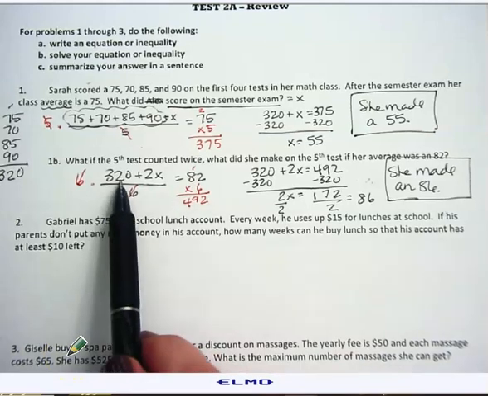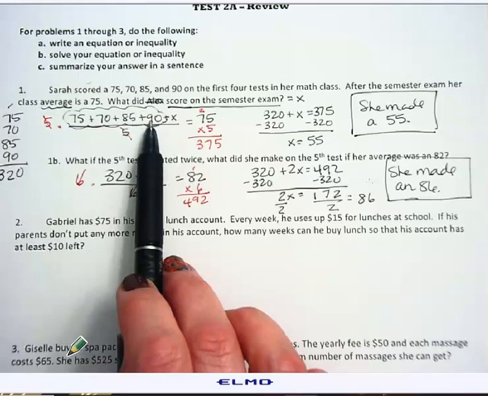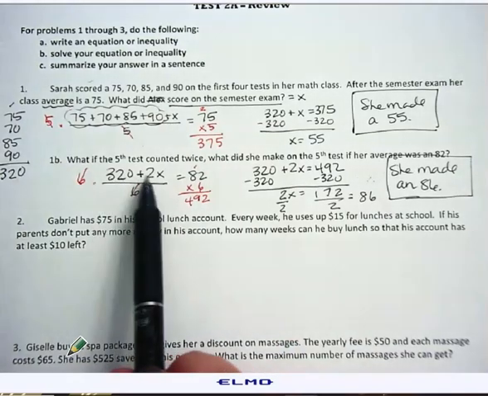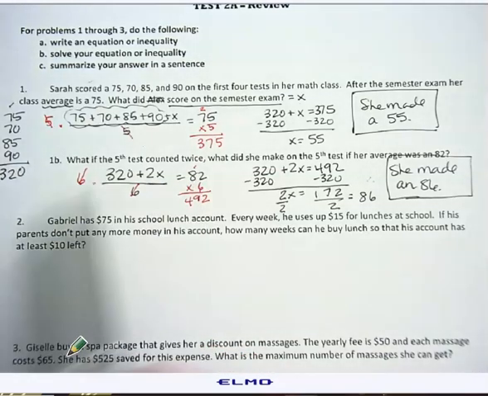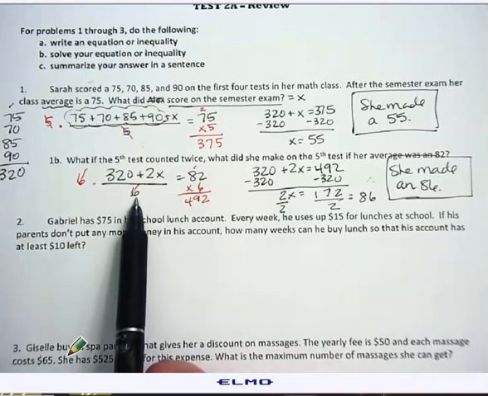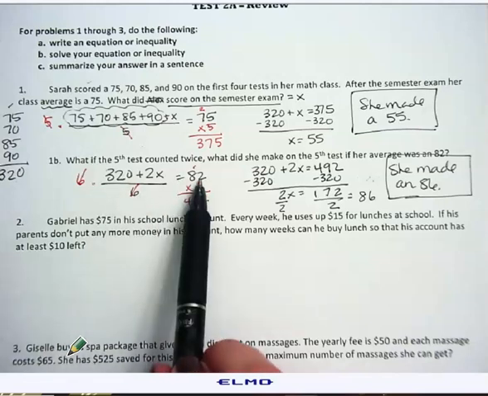Okay, here's my work. 320 is what we already knew that the other 4 tests were going to add up to. 320 plus X, or 2X, equals 82. Now that we have that 5th test counts 2 times, we really have 6 total test grades. So the average means dividing that by 6, and it will equal 82.